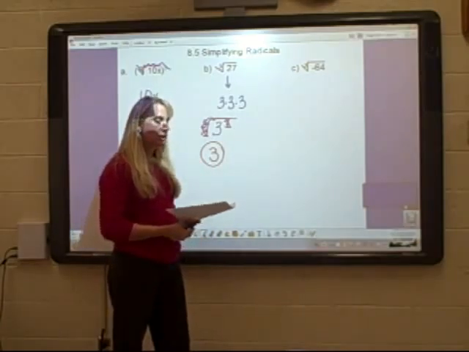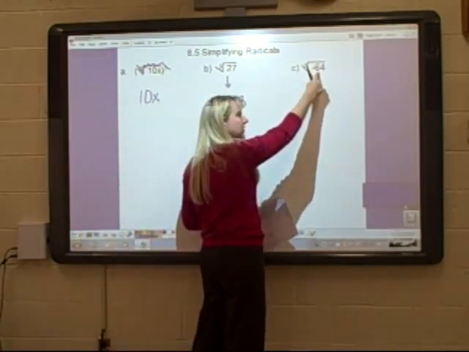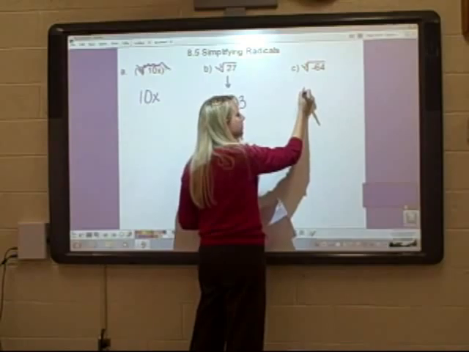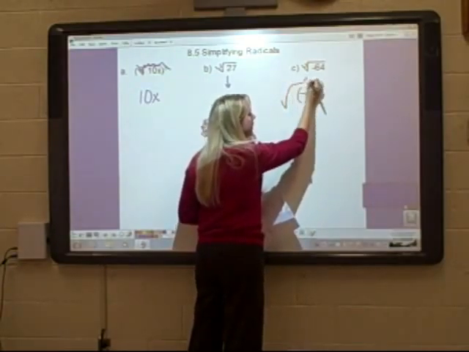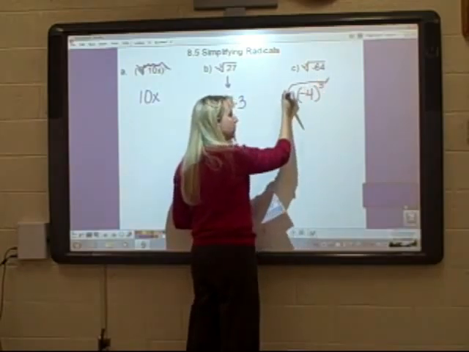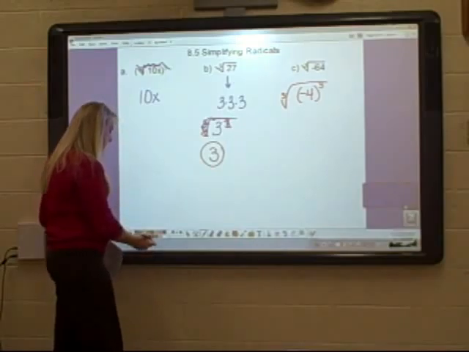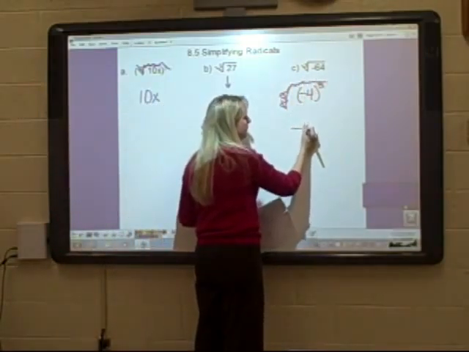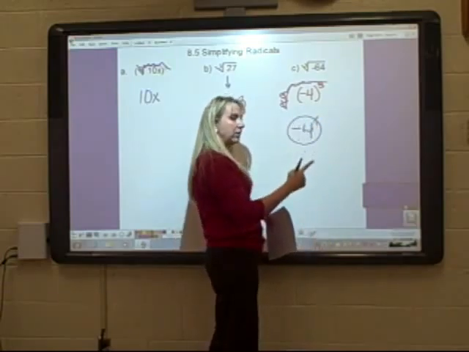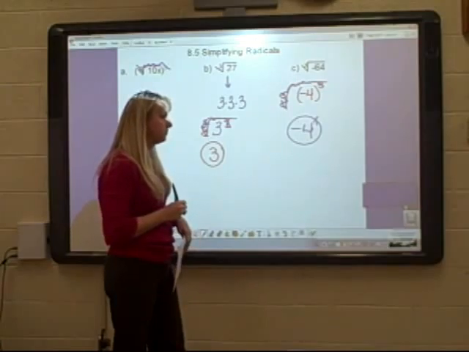So in this case, I need to think about what number times itself 3 times is negative 64. Well, negative 4 to the 3rd power is negative 64. And a cube root and a cube are going to cancel each other out, and we end up with negative 4. Because negative 4 times negative 4 times negative 4 is negative 64.